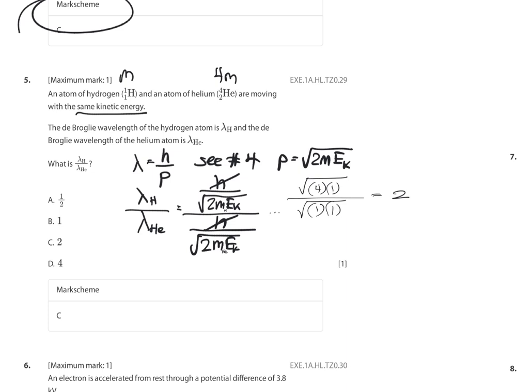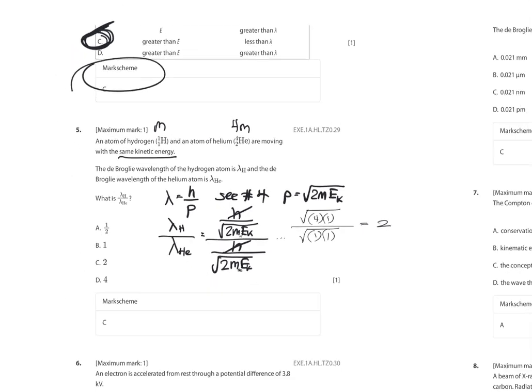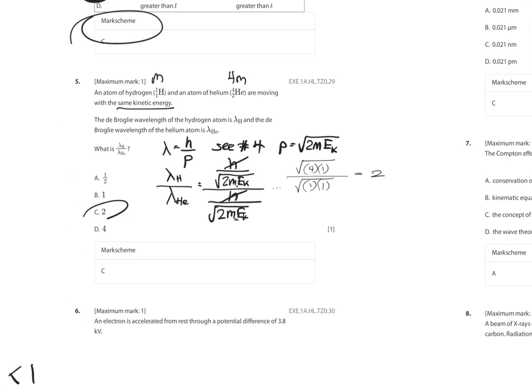So the hydrogen over the helium is h over radical 2 m hydrogen times the kinetic energy, divided by h over radical 2 mass of the helium times the kinetic energy. They have the same kinetic energy, the h cancels, and working out the compound fraction, helium is 4 times the mass of the hydrogen, so we have rad 4 divided by rad 1, which winds up being 2. So the ratio of the hydrogen to the helium is 2, which is C. There you go. All right, number 6.